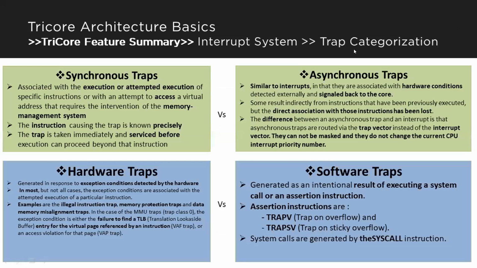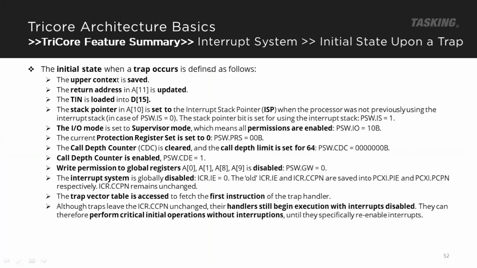All right, so for trap categorization, you could have asynchronous traps, hardware traps, or software traps. What will happen when the trap happens? Again, it's a bit similar to interrupts, but a bit different. So this trap vector will be accessed in order to fetch the first instruction of the trap handler. But before this happens, you will again have some stuff that needs to be done.